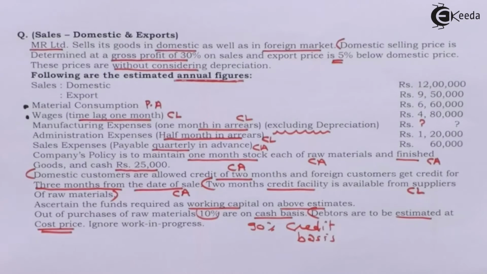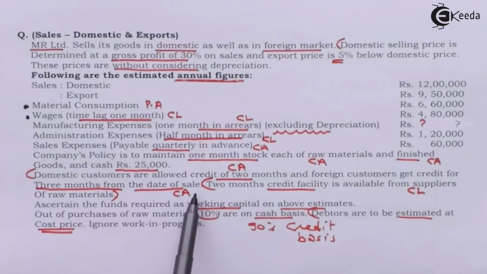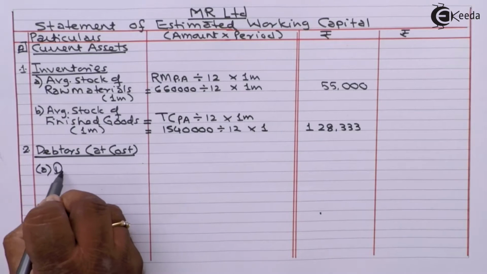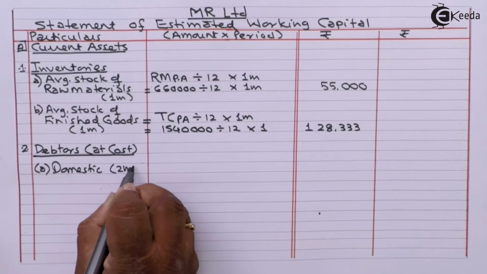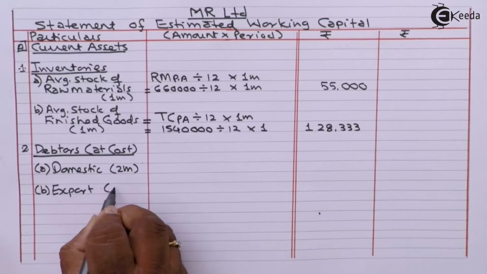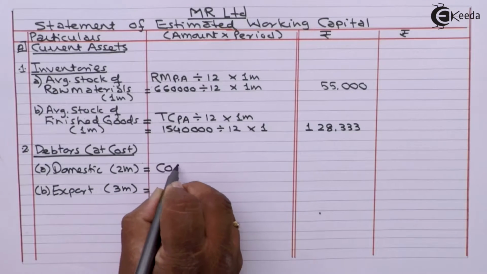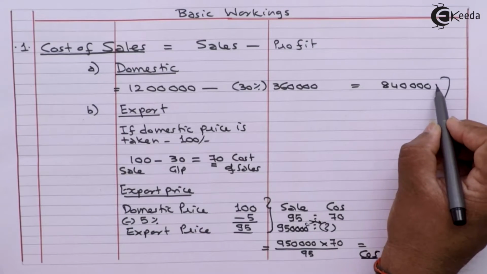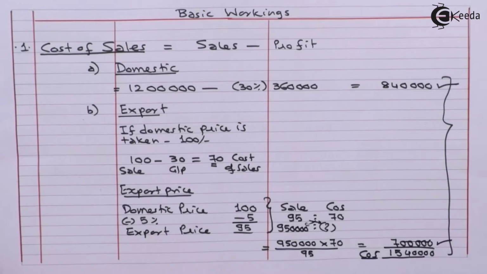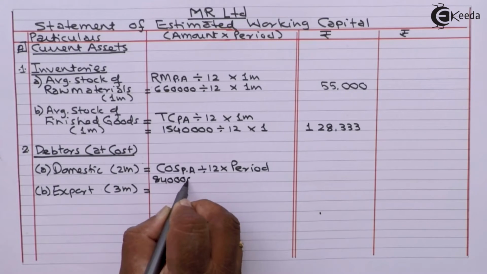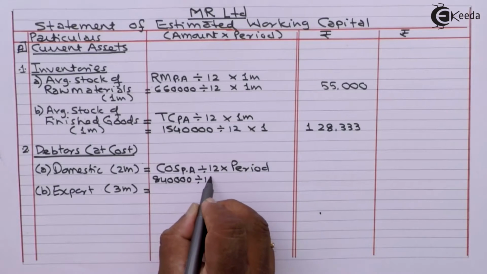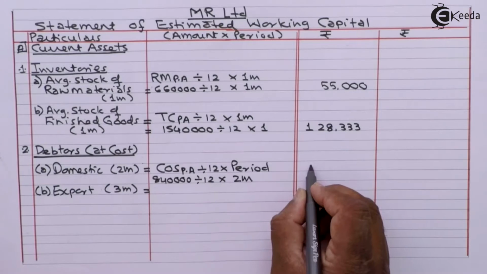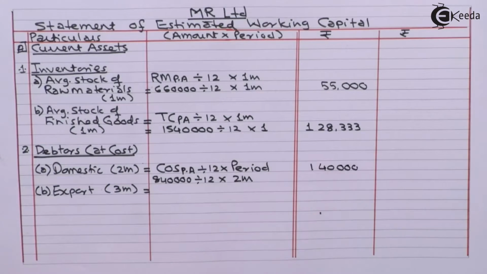Next, debtors. Here they have clearly given debtors are to be estimated at cost price. Domestic customers are allowed credit of 2 months and foreign customers get credit of 3 months from the date of sale. Cost of sales we have calculated in domestic market it is 8,40,000. In export market it is 7 lakhs. 8,40,000 divided by 12 multiplied by period 2 months. It is 1,40,000.